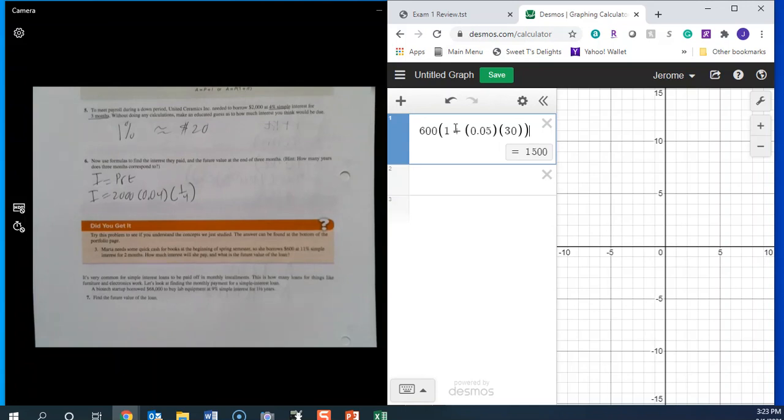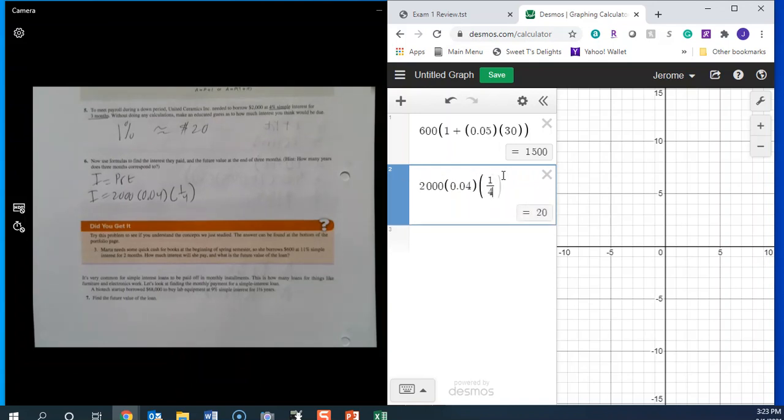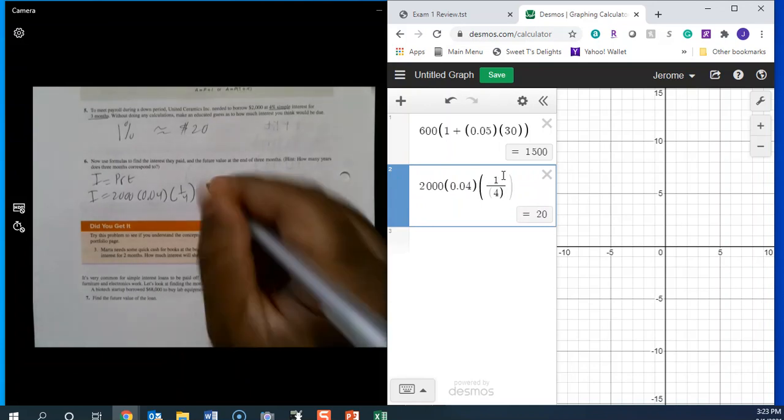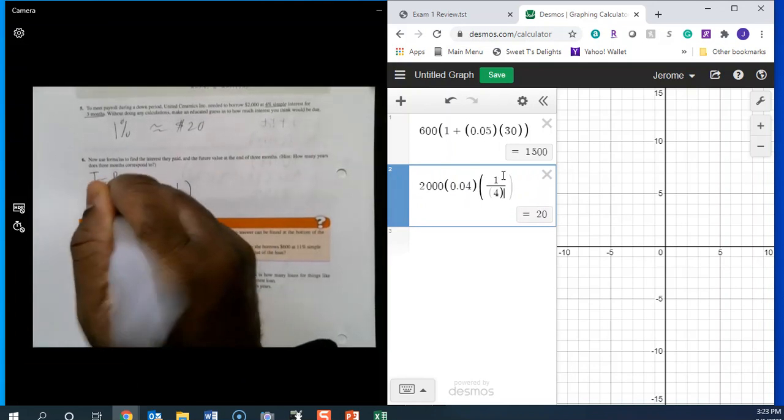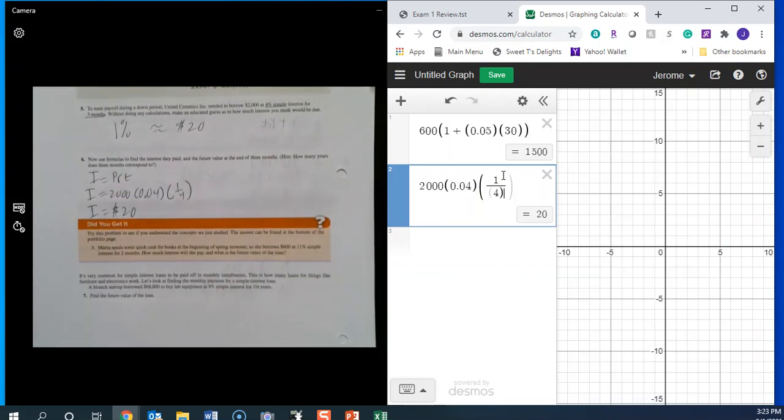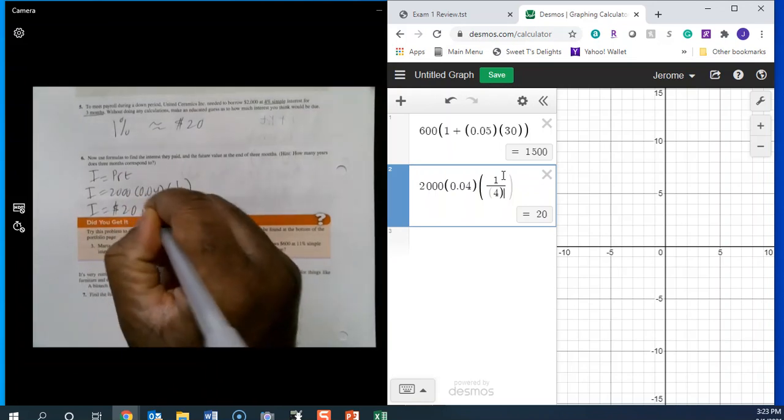Now, when we put this in our calculator, we have 2,000, and then parentheses 0.04, and then 1/4, and that gave us $20. So your interest would be $20. Now they first wanted us to find out how much interest was paid. $20 was paid. $20 interest paid.